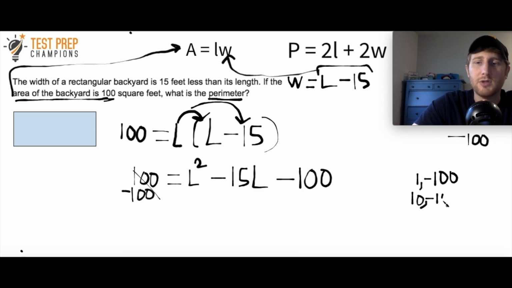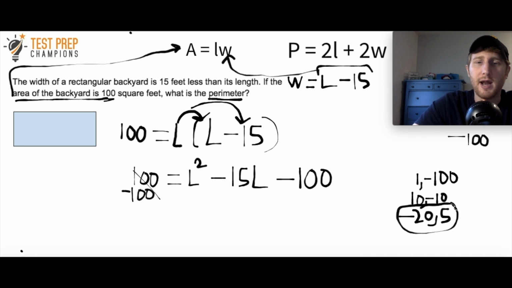All right, so these will multiply together to give me negative 100. But we need something that will add up to negative 15. So what about negative 20 and 5? Well, if I multiply negative 20 and 5, I do get negative 100. And if I add them up, negative 20 plus 5, I get negative 15. So we have a winner here. This is the pair that I want to use.